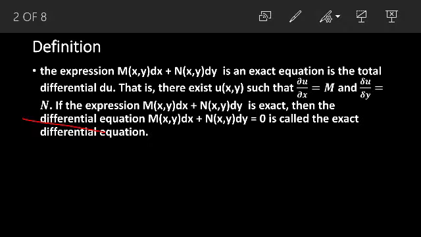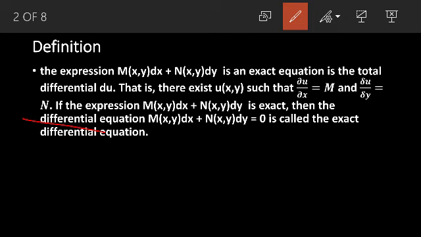Okay, so by definition, the expression M(x,y)dx + N(x,y)dy is an exact equation. It is the total differential du. That is, there exists a u(x,y) such that the partial derivative of u over the partial derivative of x is M and the partial derivative of u over the partial derivative of y is equal to N. If the expression is exact, then the differential equation M(x,y)dx + N(x,y)dy = 0 is called the exact equation.